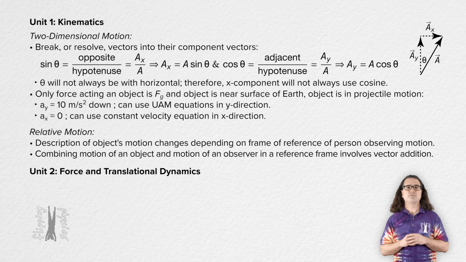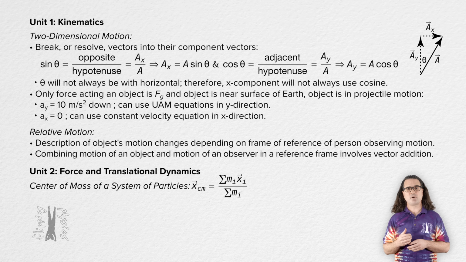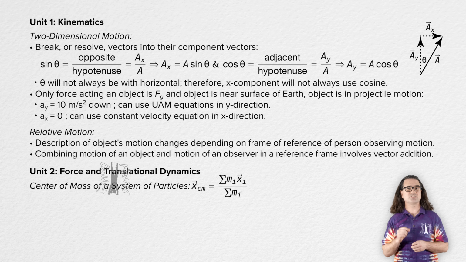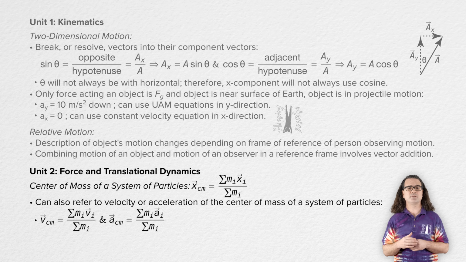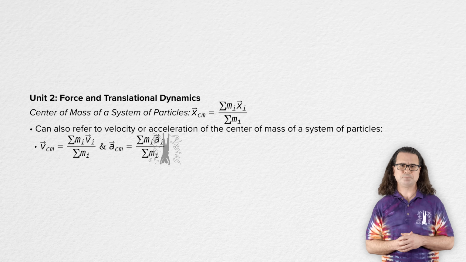Unit 2, Force and Translational Dynamics. The center of mass of a system of particles equals the sum of the expression, mass of each particle times the position of each particle relative to a zero reference line, all divided by the total mass of the particles. This equation is also valid if you replace each position variable with a velocity variable or an acceleration variable.